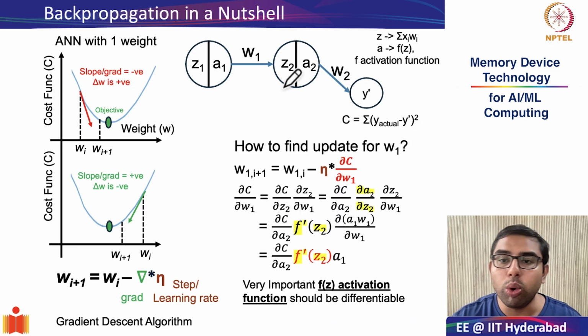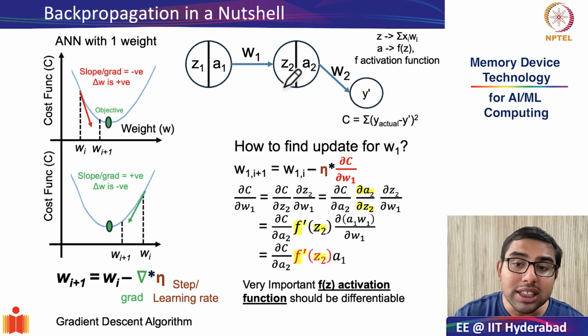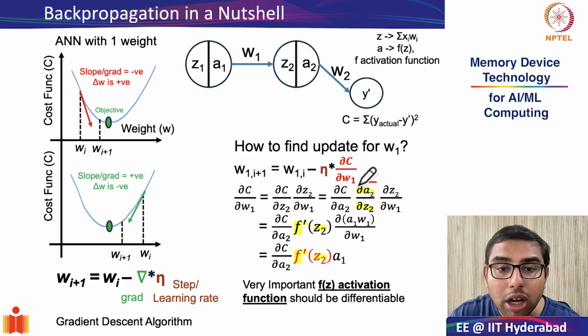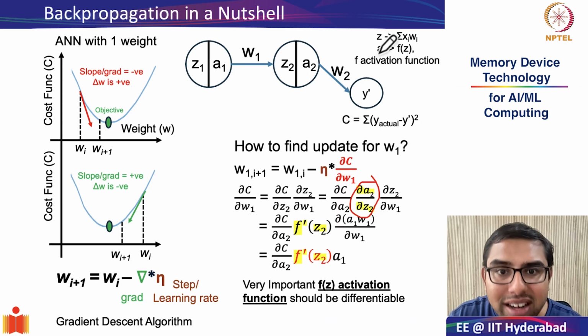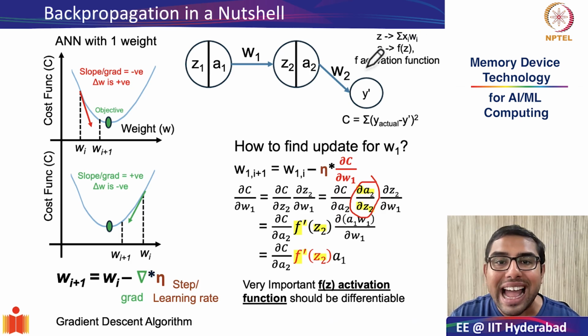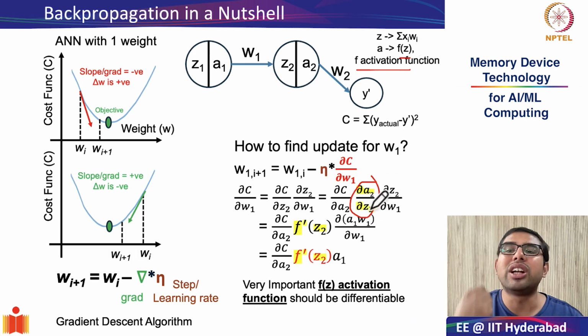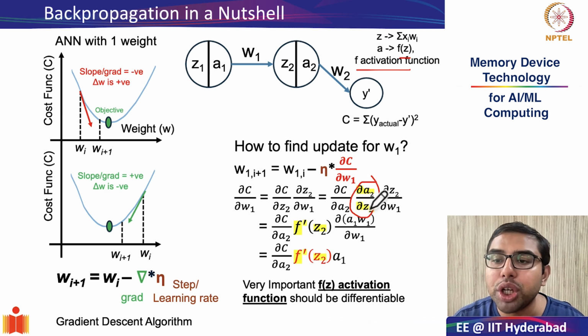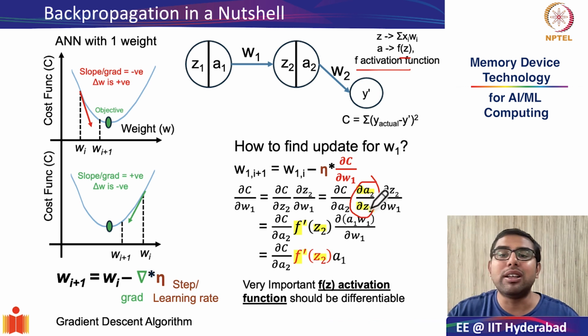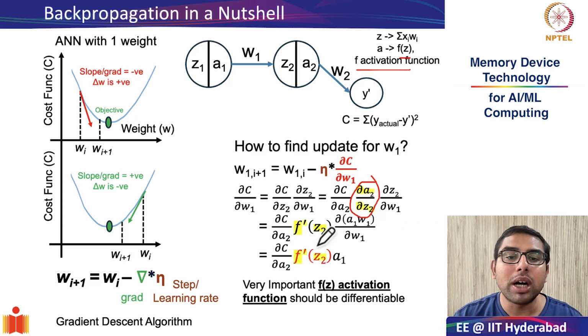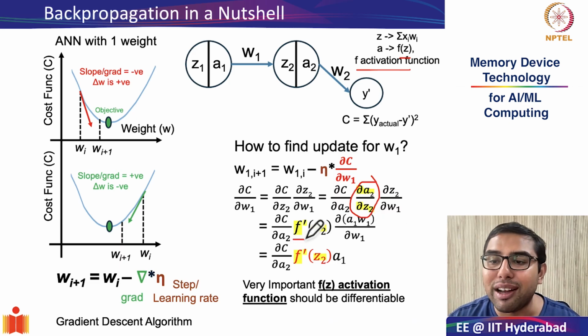Now, within the chain rule, looking at the individual terms gives us a lot of insight. So first, let's focus on this middle term, which is ∂A2/∂Z2. Remember, you get A when you apply the activation function f on Z. So if you are taking ∂A2/∂Z2, it is simply the activation function of output neuron 2. Z2 is the weighted sum. So ∂A2/∂Z2 is nothing but the derivative of your activation function.